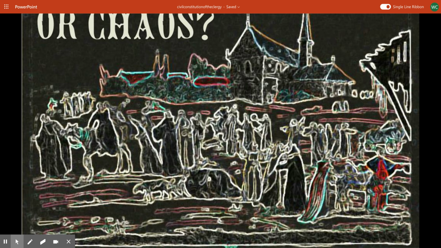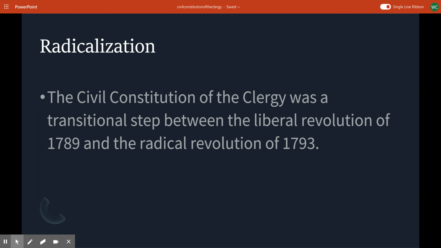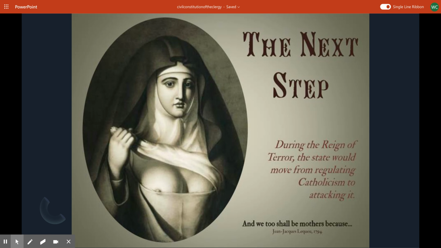These reforms are going from the modest reforms sought by the Estates General that we've talked about to some more radical reforms. So keep in mind that the civil constitution of the clergy builds that bridge between the liberal revolution of 1789 and the radical revolution of 1793 and 94. We see a foreshadowing of the radicalism that is to come. And eventually, during the Reign of Terror, we are going to see not just the regulation of the church, but an attack on the church.